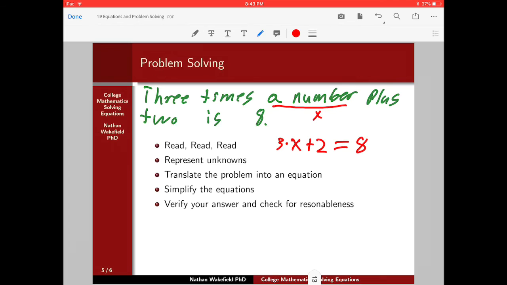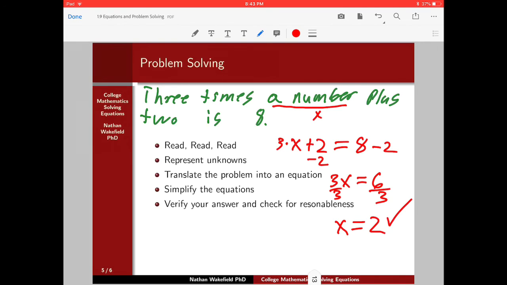Then we simplify the equation. I'm going to do this step by step. I'm going to subtract 2 from both sides, so I'm left with 3x equals 6. I'm going to divide both sides by 3. So I'm left with x equals 2. And so my answer is x equals 2.